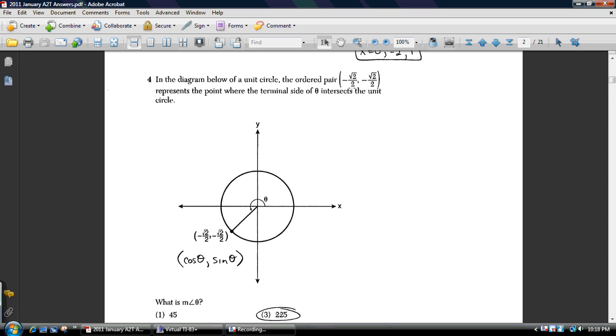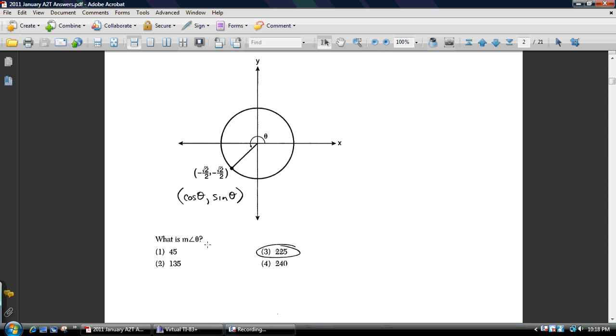Unit circle. Points on the unit circle are found by taking the cosine of theta corresponding to the x, and the sine of theta corresponding to the y coordinates. And so all you do is take your multiple choice answers, plug them in, and find whichever one gives you these two numbers.